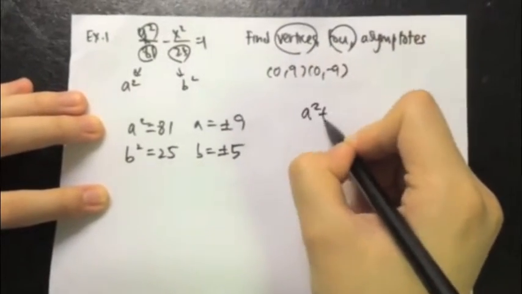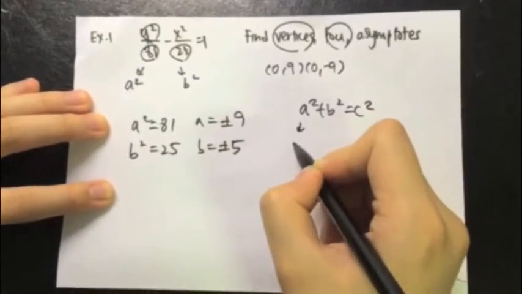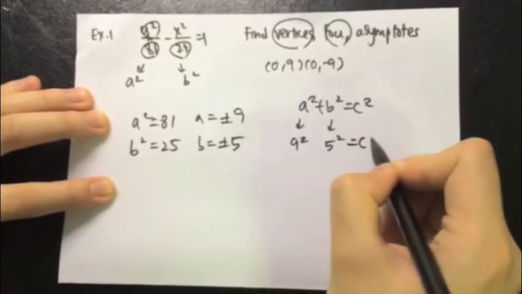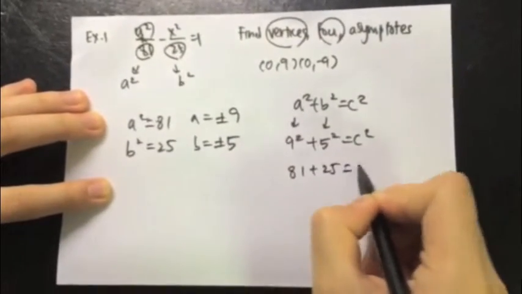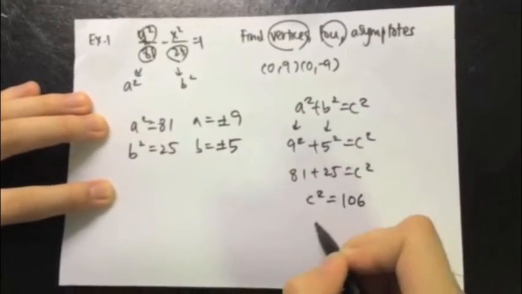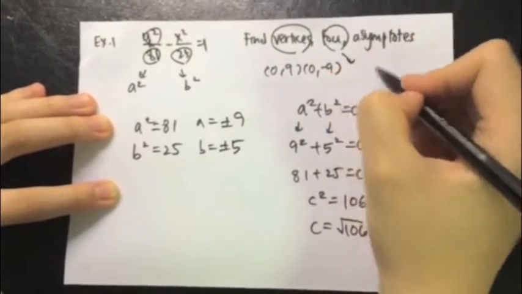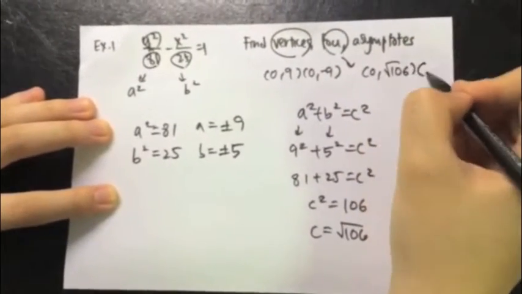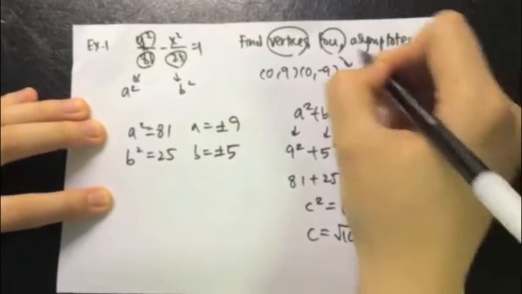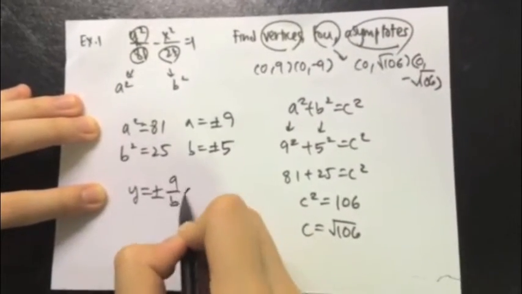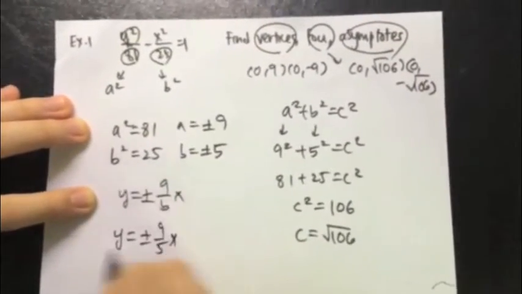For the foci, it's a squared plus b squared equals c squared. We know a, which is 9, and b, which is 5, which makes c squared 81 plus 25, which equals 106. c equals root 106. That means the foci are 0, root 106 and 0, negative root 106. The asymptote is y equals plus minus a over b x, which means y equals plus minus 9 over 5 x.